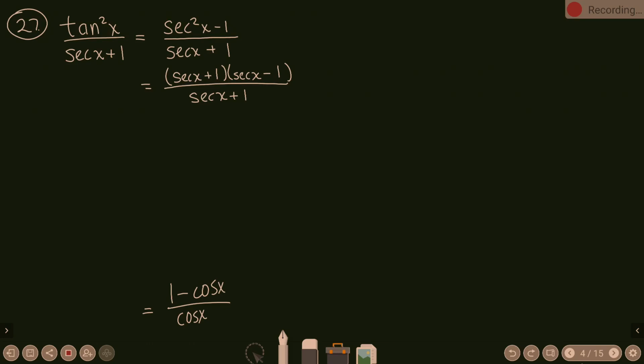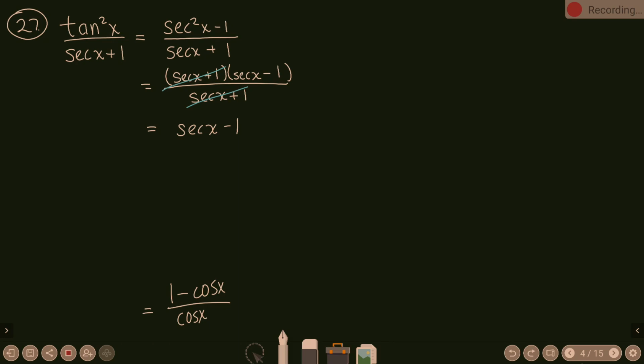With that in mind, what do you see? Secant x plus 1 cancels with secant x plus 1. That's a factor. You're canceling the entire denominator with a factor in the numerator. That's legal. What remains? Secant x minus 1. Okay.